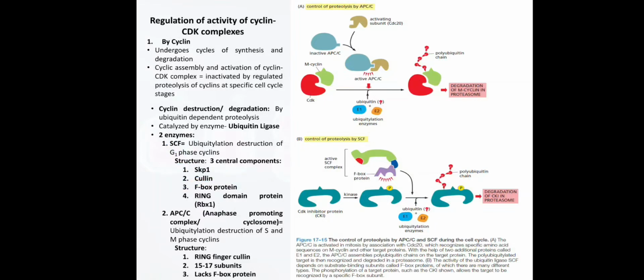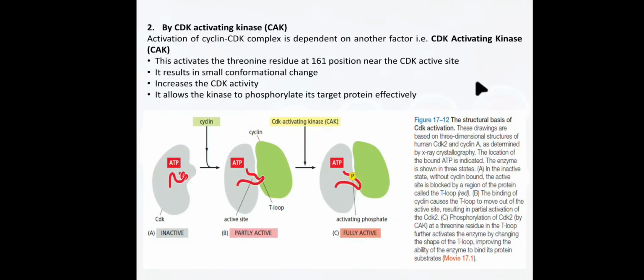SCF helps in ubiquitination and destruction of the G1 phase cyclin. It has three central components: SKP1, Culin, F box protein, and a ring domain protein. APC-BARC is another regulatory factor which regulates the activity of the cyclin-CDK complex, that is the Mitosis-promoting complex or cyclosome. It lacks the F box protein. So this image shows the difference between the actions of the two ubiquitin ligases, and this will be dealt with today.